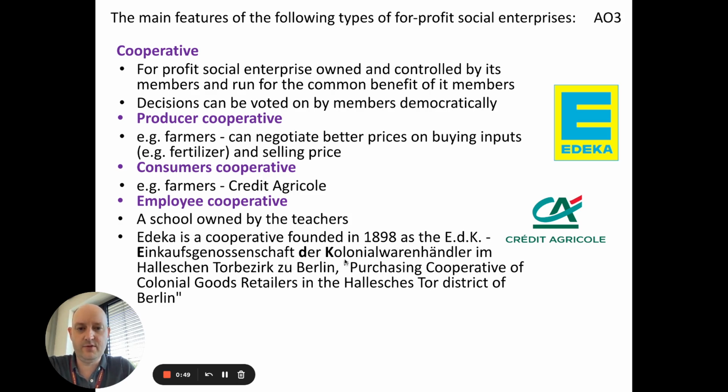Now, in Germany, a good example of a cooperative is Edeka, and they were founded in 1898. Edeka stands for this long thing in German, but translates as purchasing cooperative. So it's a purchasing cooperative, which means it'd be a cooperative of colonial goods retailers in this district in Berlin.